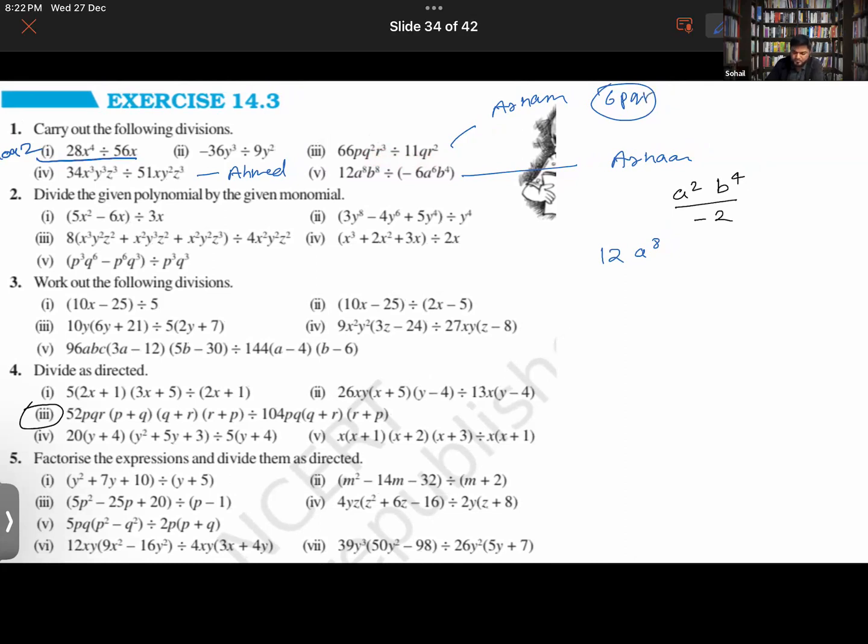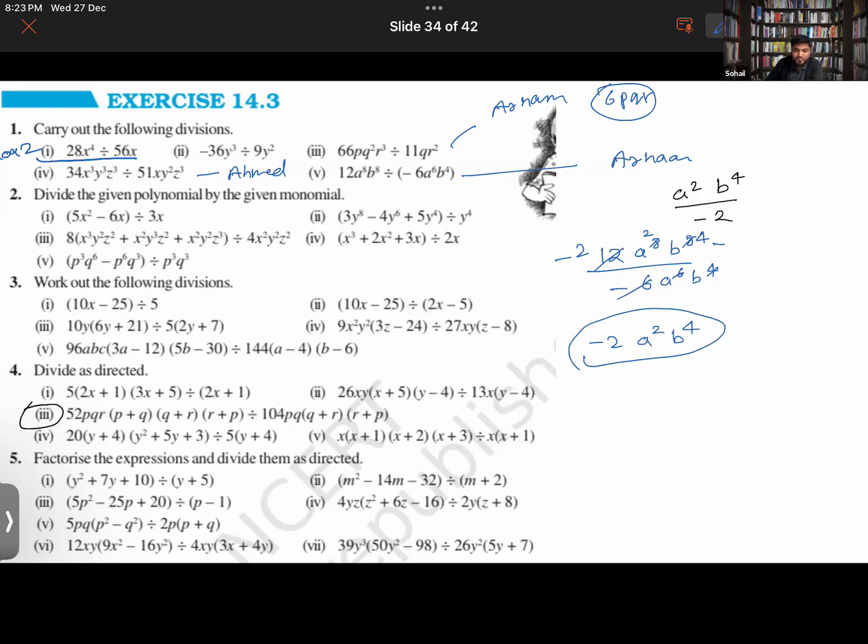Now, looking at question number 5 here. See, 12 a raised to the power 8 b raised to the power 8 divided by minus 6 a raised to the exponent 6 b raised to the exponent 4. So that basically becomes minus 2 over here. Minus 2 will be in the numerator right now, and then this will cancel, and 2 is remaining here, 4 is remaining here. So minus 2 a raised to the exponent 2 b raised to the exponent 4. This is the value you'll be getting.